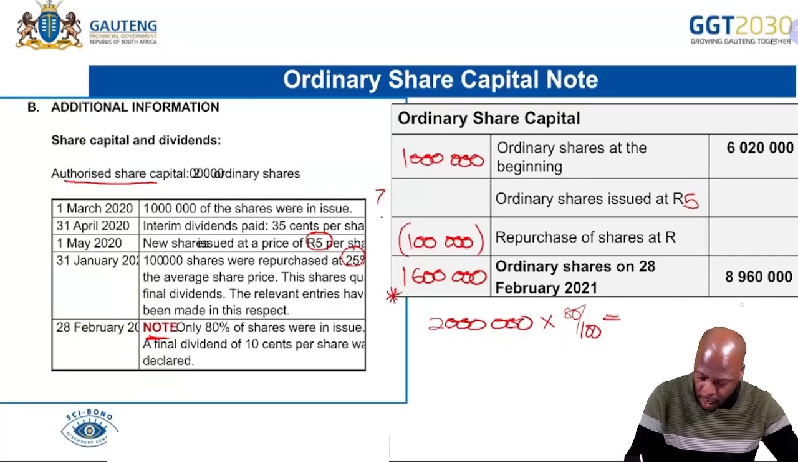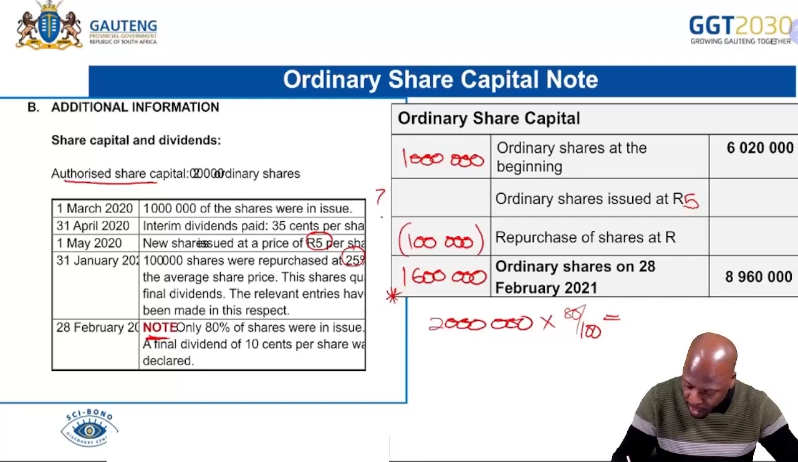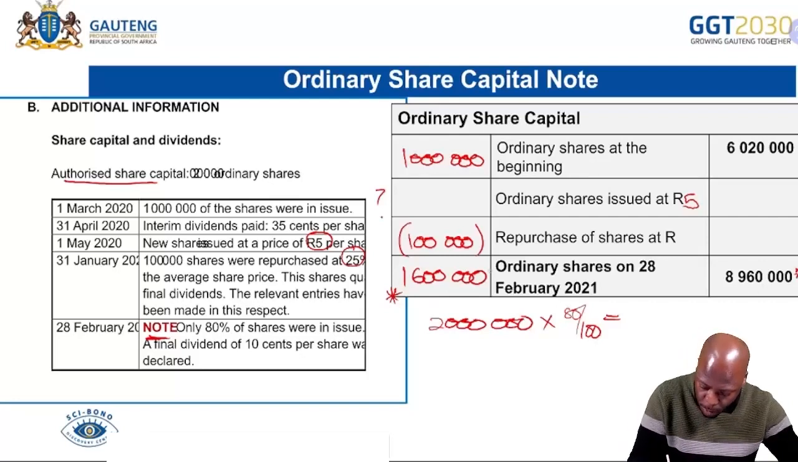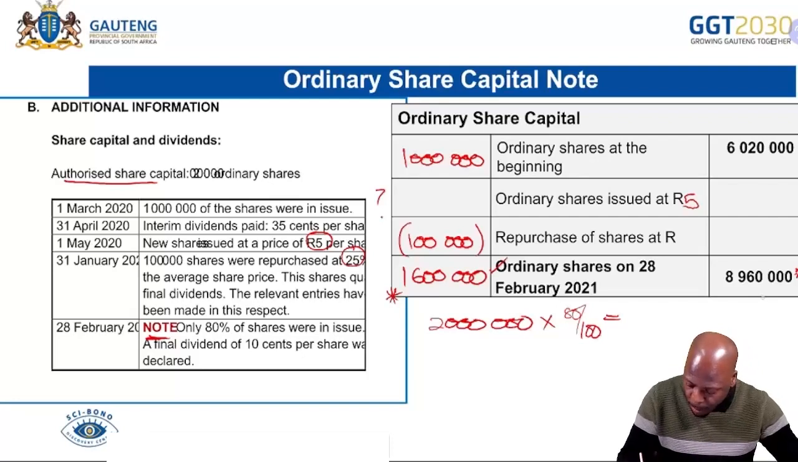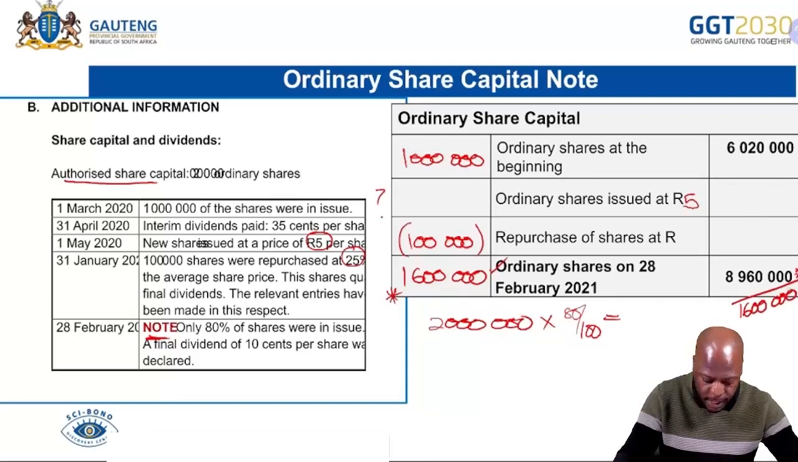Okay, what is at the bottom? At the bottom, you have your 8,960,000 here, and you have the number of shares, which is 1.6 million. So if you take 8,960,000 and divide it by your 1.6 million, you will get an average price. I want you to punch that in your calculator.